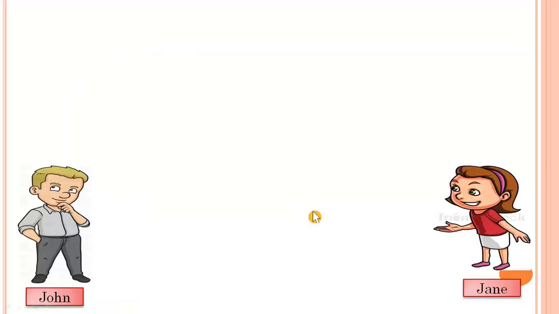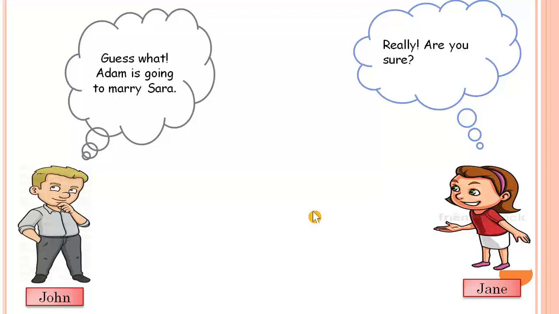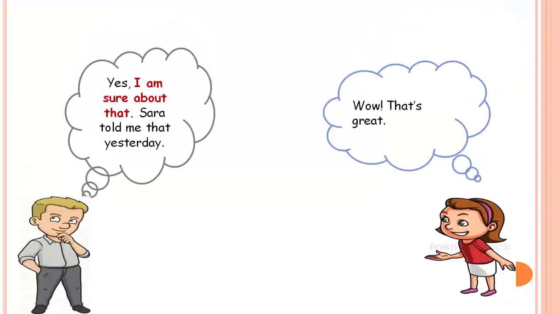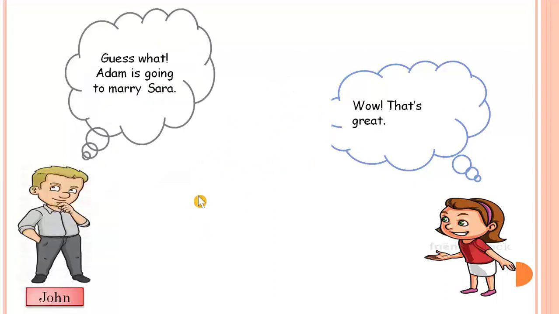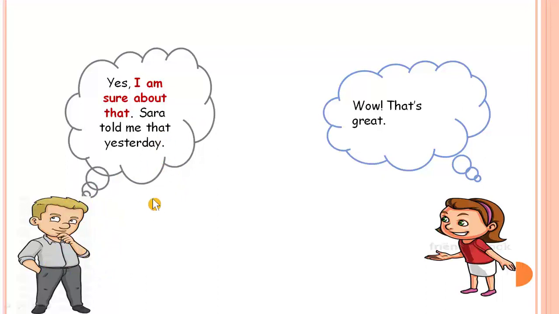So let's move to the third dialogue. Here again we have two people. We have John and we have Jane. So John says, "Guess what? Adam is going to marry Sarah." And then Jane says, "Really? Are you sure?" And are you sure, this is a question, which means هل أنت متأكد? So he says, "Yes, I am sure about that. أنا متأكد من ذلك. I am sure about that. Sarah told me that yesterday." Wow, that's great. So let me ask you another question. Is John certain or sure that Adam is going to marry Sarah? Is he sure? Yes, he is. And how do we know that? Because he says I am sure about that, and this is an expression or a phrase that people use to express certainty.